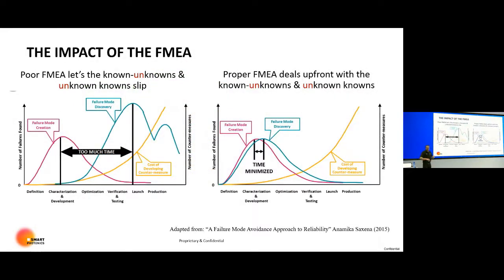So we saw the pyramid already presented, and even this graph, which explains the impact of the FMEAs. If the FMEA is poor, the known unknowns and the unknown knowns slip, and they end up at the stage where you want to launch your product or technology, at the very late stage, and there's a high cost in establishing the countermeasures, and definitely a delay and probably failure of your business. A good FMEA brings forward the discovery and the solution of the failure mode.